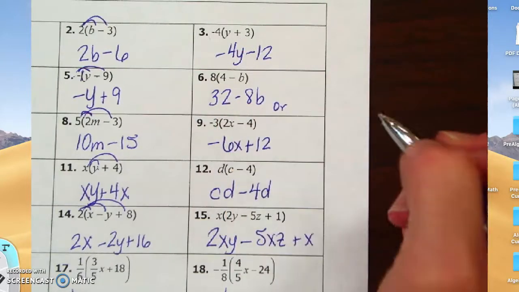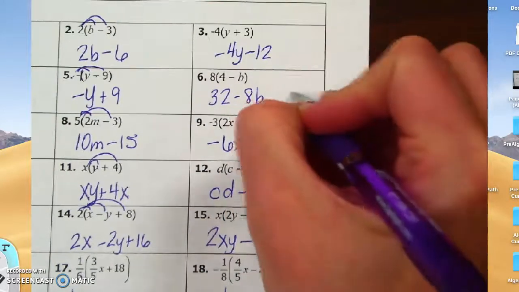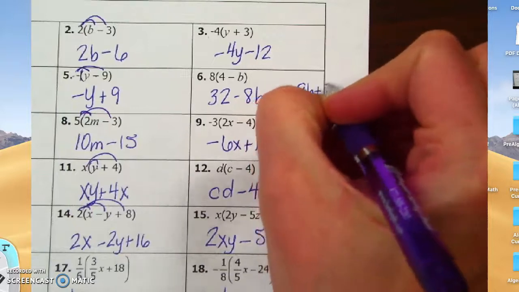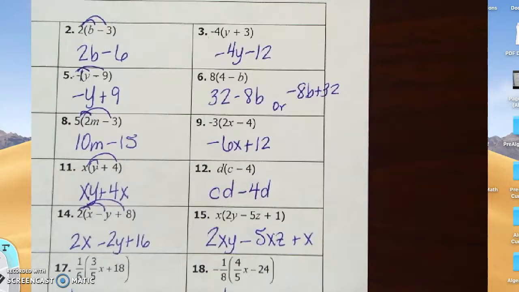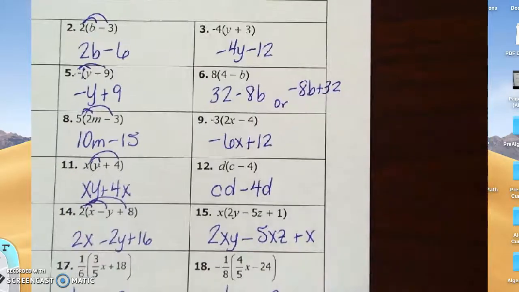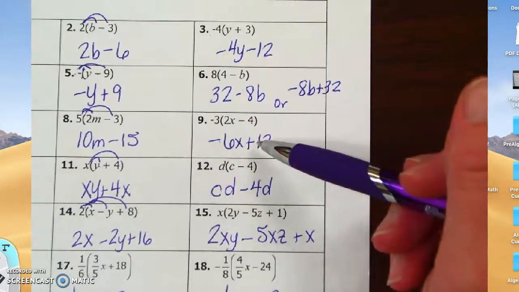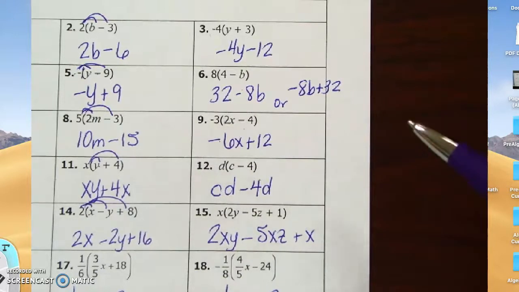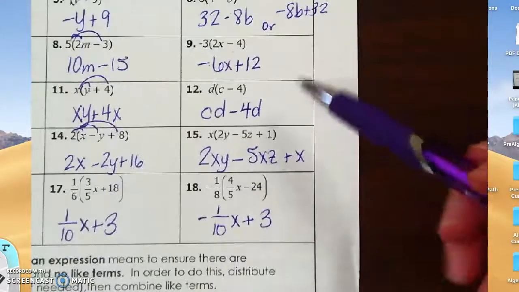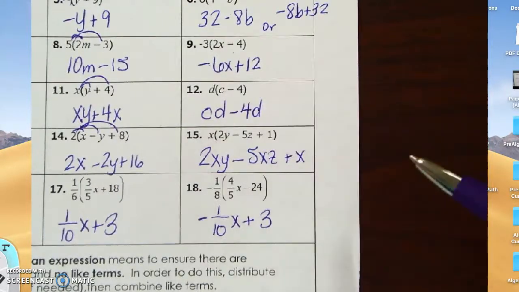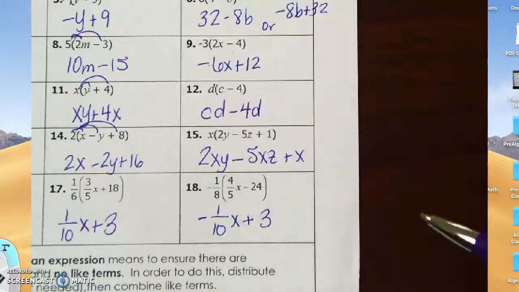For number 6, they actually have it out of order, so if you want to write negative 8b plus 32, you could do that as well. Normally we like to have our variables first, but since it was backwards in the parentheses, that's fine. Number 9, make sure it's negative 6x and plus 12 because you have a negative and a negative. For number 12, I just put the C first so it was in alphabetical order. And then again, number 18, make sure you have a fraction, not a decimal.